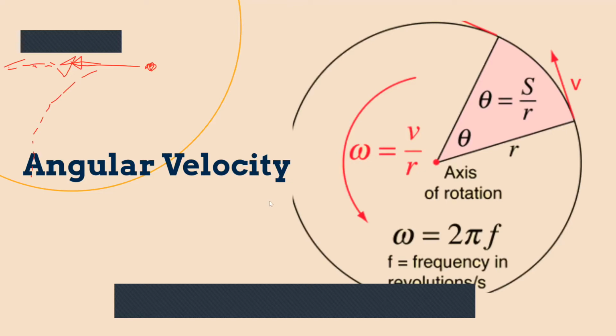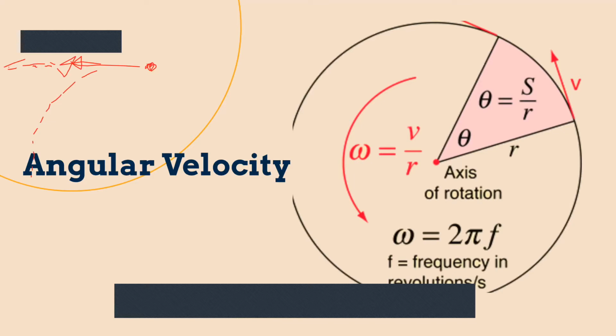So for angular velocity, we use the Greek symbol omega, which is basically a W. Omega is basically v over r, velocity over radius. You might be asking where you get this equation from, so I'll tell you right now.